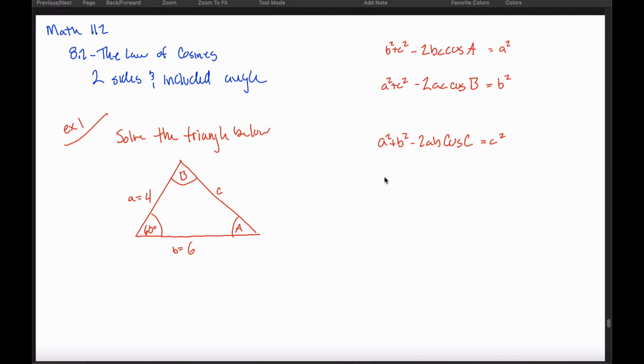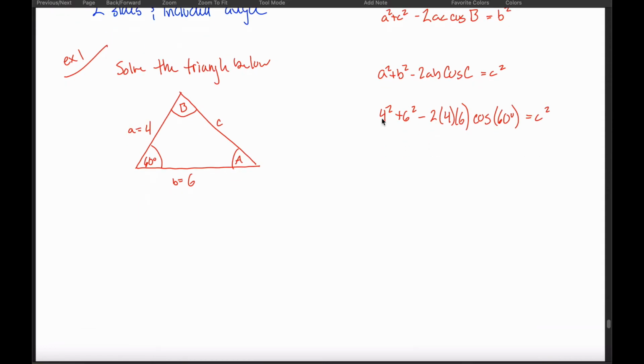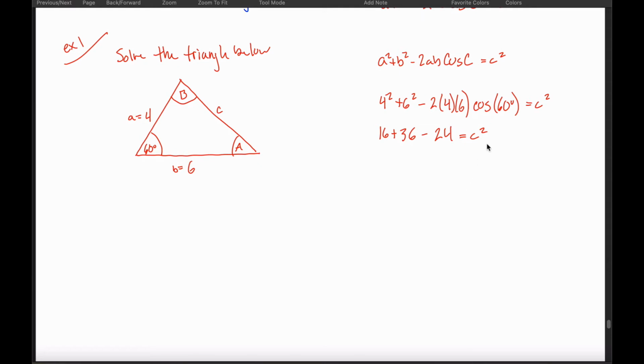Playing the role of a is a 4. Playing the role of b is a 6. So I got 4 squared plus 6 squared minus 2 times a again is equal to 4 and b is equal to 6 times the cosine of C, so the cosine of 60 degrees. And that's got to be equal to c squared. Well, let's see what this number is. 4 squared is 16. 6 squared is 36. The cosine of 60 degrees is 1/2. So 1/2 times this 2 just makes a 1, and 1 times 4 times 6 is just 24. So 16 plus 36 minus 24 has to be equal to c squared.